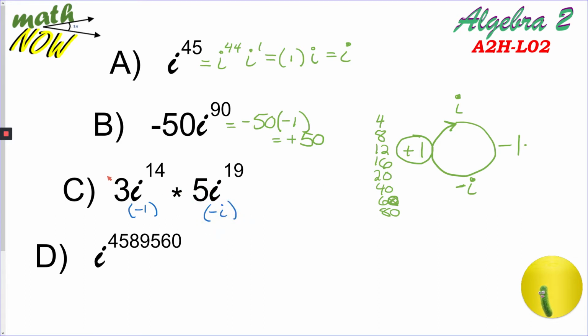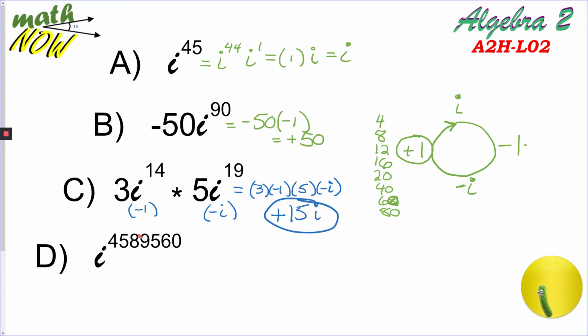So I got 3 times, well, I could write it all, right? It's actually going to be 3 times the negative 1 times a 5 times a negative i. And the 2 negatives make a positive. 3 times 5 is 15, and i.